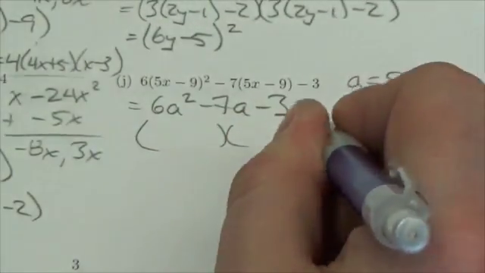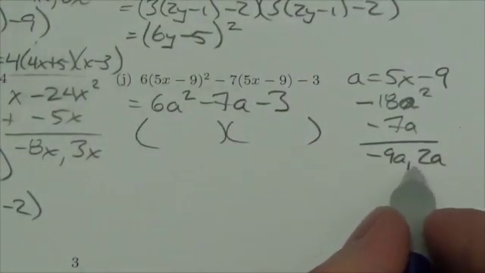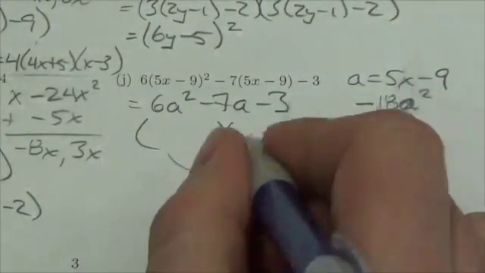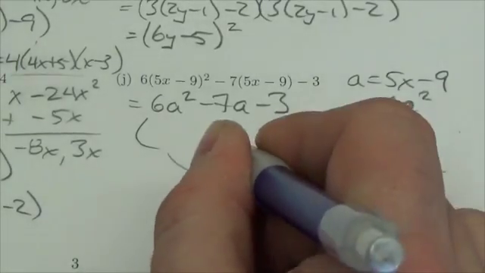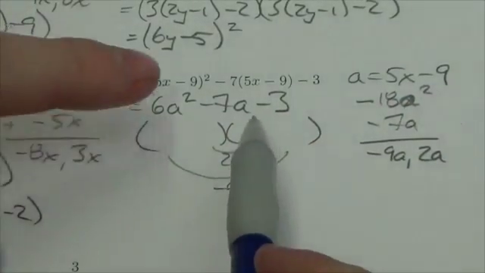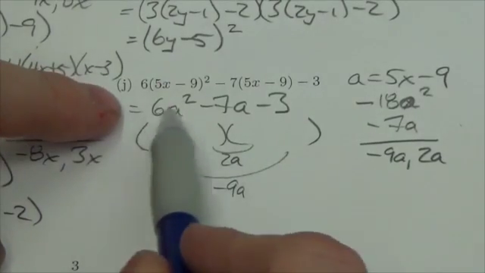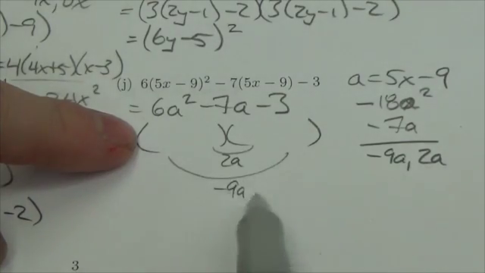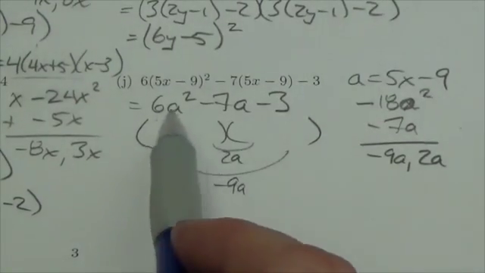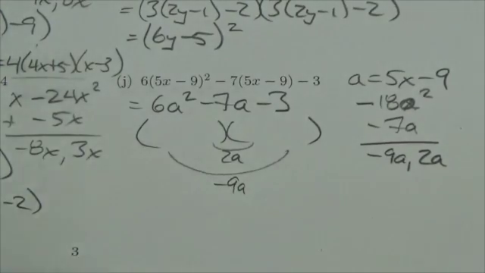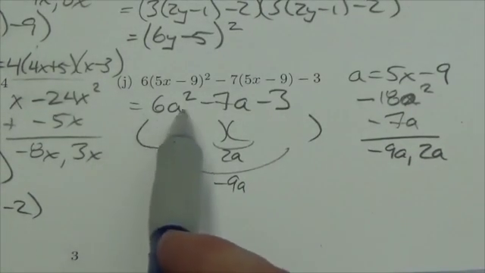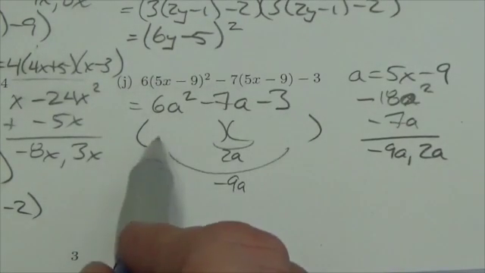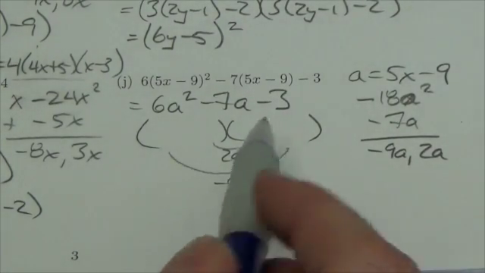So I write out my binomials. And I remember that these two here aren't necessarily factors or parts of the factors. They are the outer and the inner products. Negative 9a and 2a. The first two terms have to have a product of 6a squared, and the outside terms have to have a product of negative 9a. So this first one has to be a factor of 6a squared and negative 9a. Now don't worry about that negative, we'll put the negative back over here.